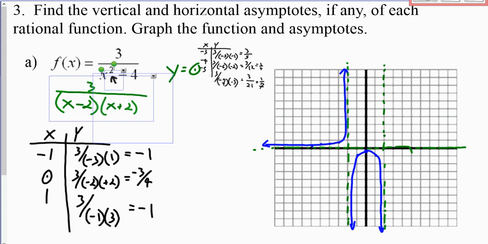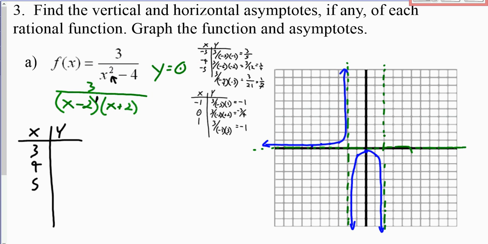Notice x minus 2 has a multiplicity of 1. It's odd. So the symmetry around that asymptote is odd, that it's somewhat rotated there. Okay. Now for the values to the right of our asymptote at 2, I plug in 3.